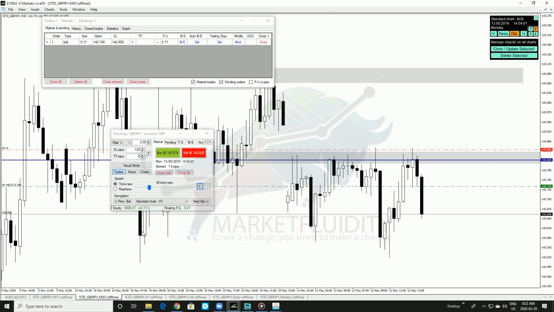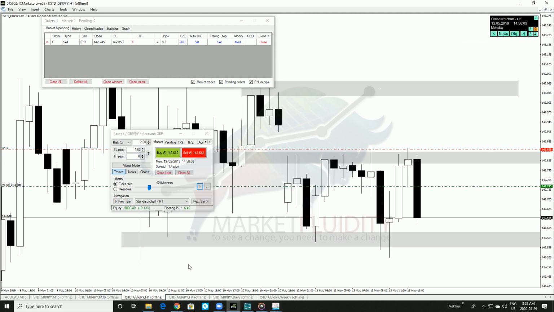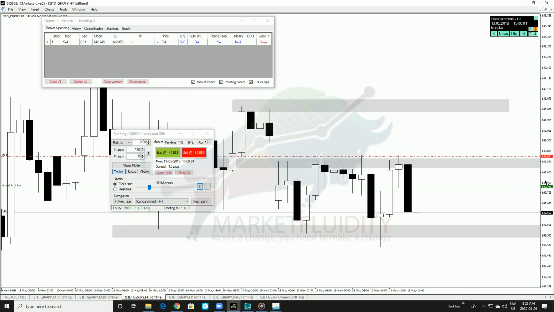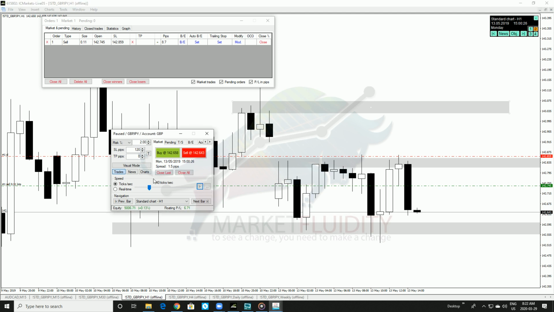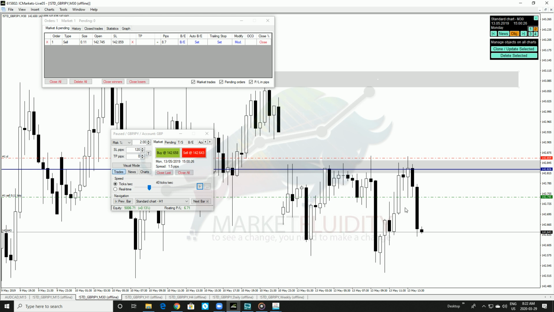The 30-minute candle has also closed, which is perfect. We're running at 8 pips. Awesome. So the 30-minute candle closed. This is the New York Open. Looking at the 30-minute chart.